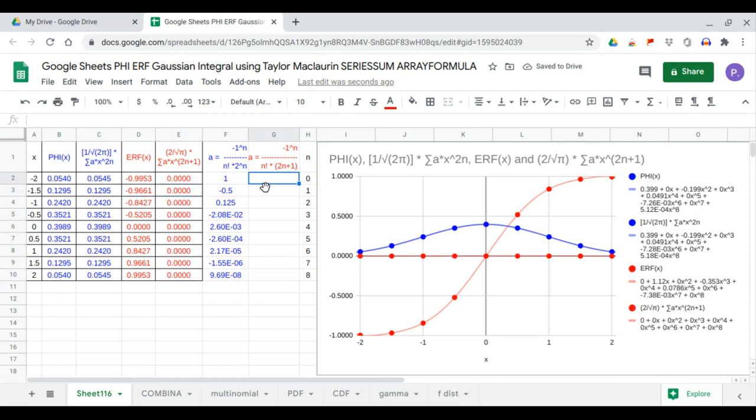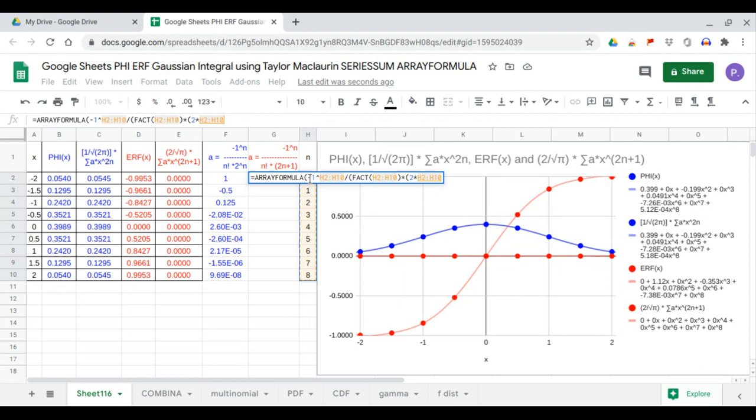Now we calculate the coefficient. So it is equal to array formula -1 to the power n all over. There are two parts, the factorial of n, that's the factorial of n, times the quantity 2 times n plus 1. Here.